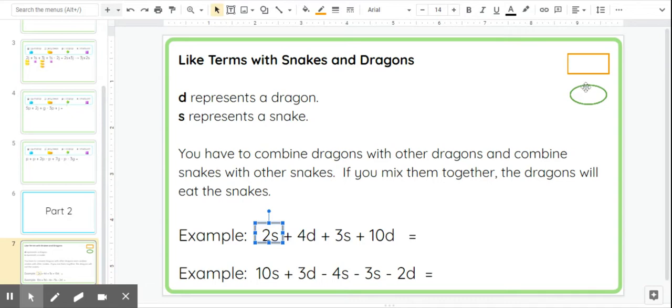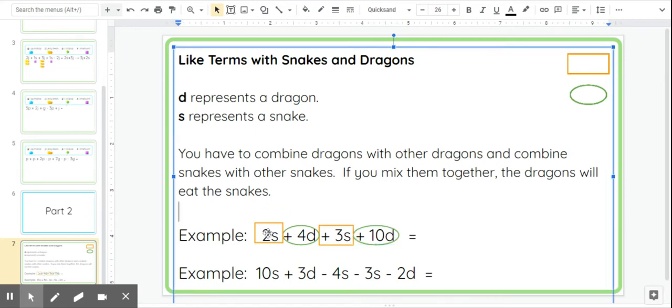So I have 2 snakes and 4 dragons. Now, when I label this next term, I'm going to make sure that I also circle the plus. Okay. And 3 more snakes and 10 more dragons. So snakes, I have 2 plus 3 for 5 snakes. And dragons, I have 4 plus 10, which is 14. But I really want those in alphabetical order, so I'm going to rewrite it as 14 dragons and 5 snakes.